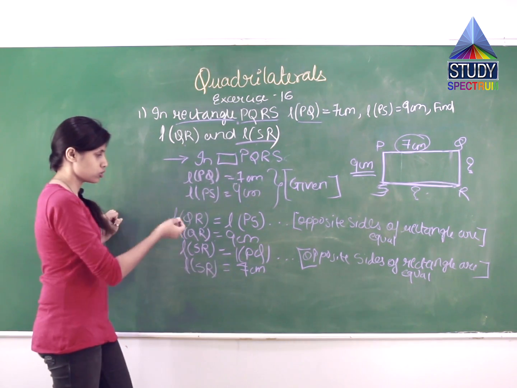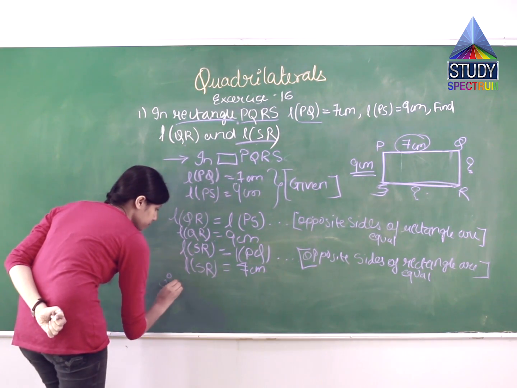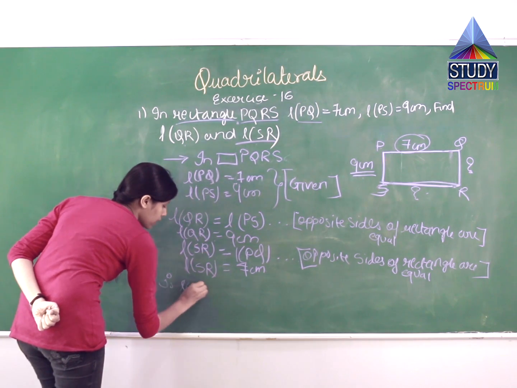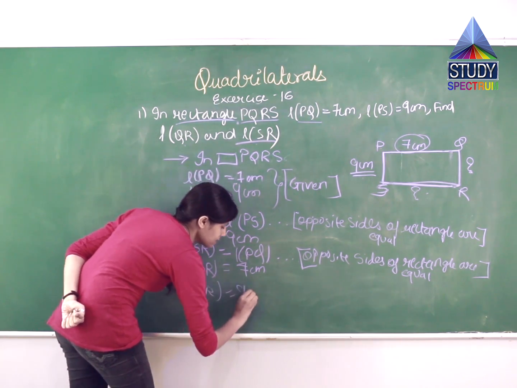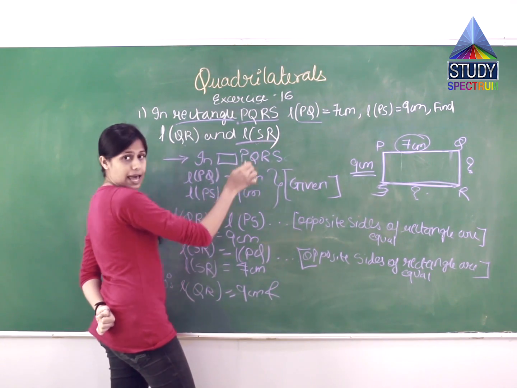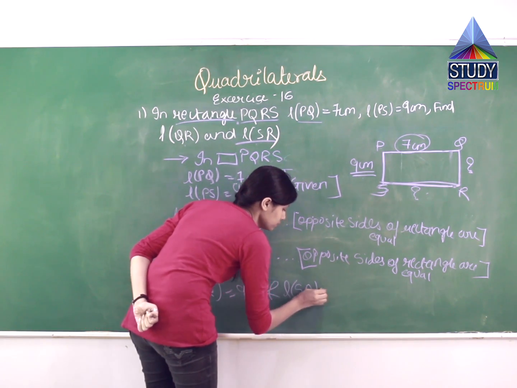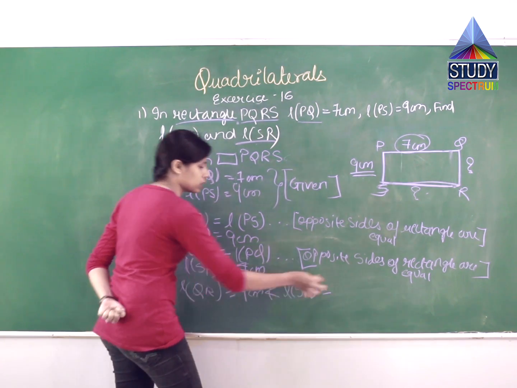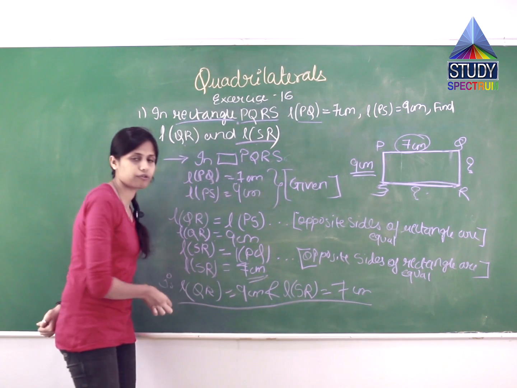So in the last statement you can write: therefore, length of the first question, which is QR, length of QR is equal to 9 centimeter, and length of another is SR. So length of SR is equal to 7 centimeters, as you have seen over here. So that only you can copy in the last statement, which is the final answer of your question.